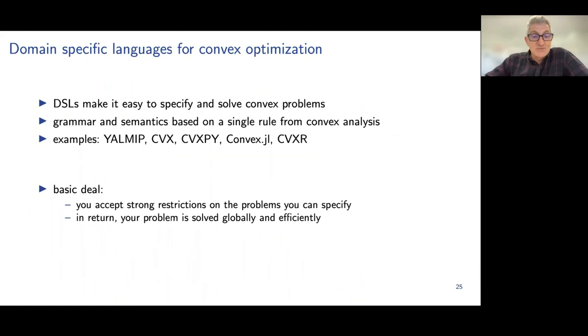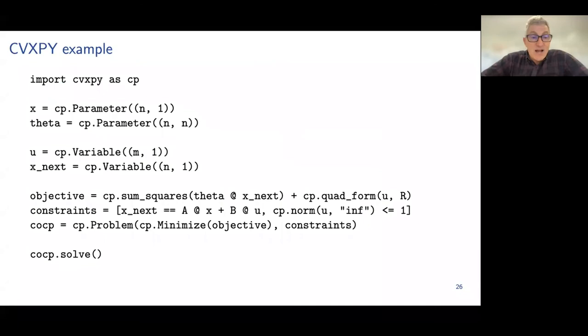Okay, so here's an example in CVXPY. This is Python. I don't want to go into it in too much detail, but for example, here, this is a constructor to make X a parameter. That's going to be something like the current state. Theta is going to be a parameter. That's the matrix. Then U is a variable. This is a constructor for a variable. So U is a variable object. And then X next is going to be also a variable. It's the successor to X. And the objective is going to be like sum squares of theta times X next plus, that's a quadratic form, U transpose RU, the second one.